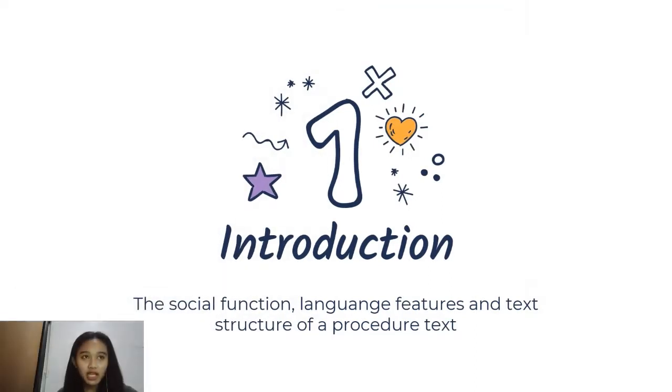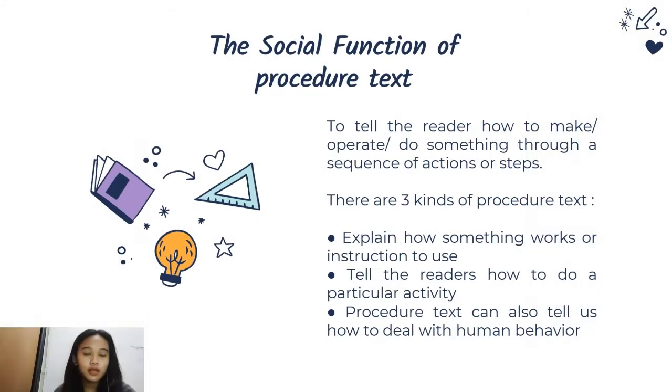The first part is the introduction to the social function, language features, and text structure of a procedure text. The social function of a procedure text is to tell the reader how to make or operate or do something through a sequence of actions or steps. There are three kinds of procedure text. The first one is to explain how something works or instructions to use something, and to tell the readers how to do a particular activity. And the procedure text can also tell us how to deal with human behavior.